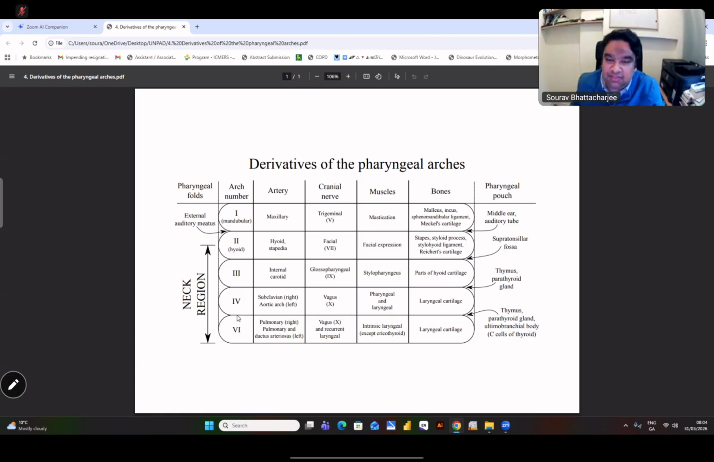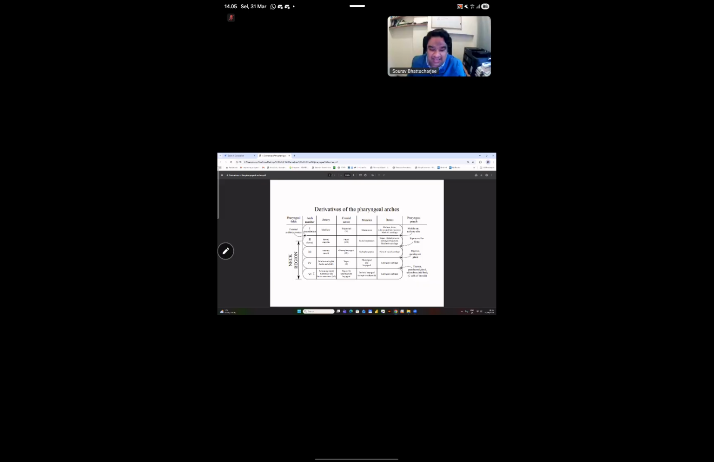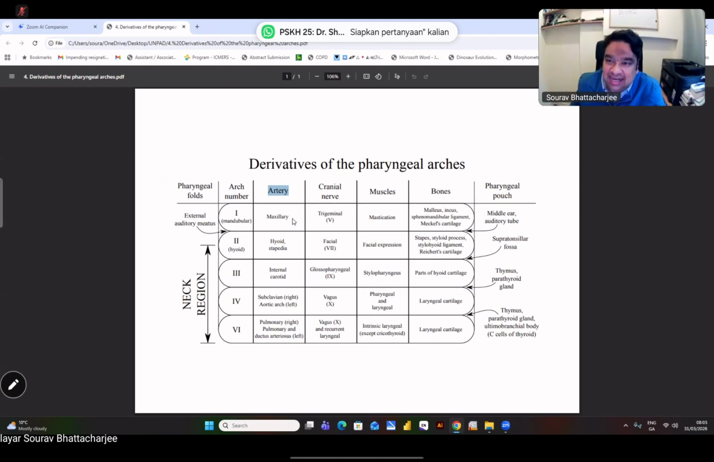Remember, number 5 is missing, so that's not written here. So there is no number 5. It's only 1, 2, 3, 4, and 6. All these pharyngeal arches will have their own artery, nerve, muscles, and bones. And we are interested in the arterial part because that is part of the cardiovascular system. Remember, there are altogether 6 aortic arches. These 6 aortic arches are contained within the 6 pharyngeal arches. And as I said, the number 5 disappears, or shall I say digresses.